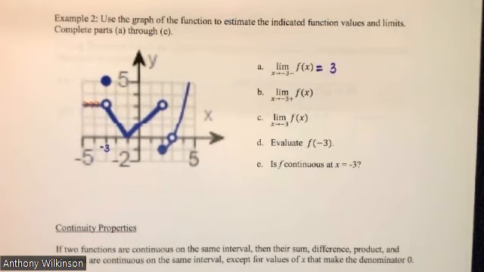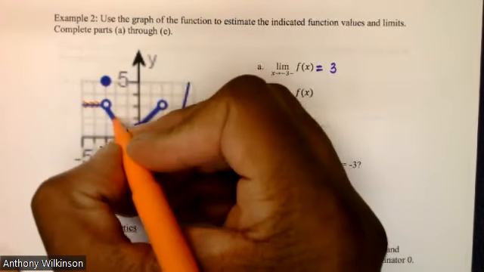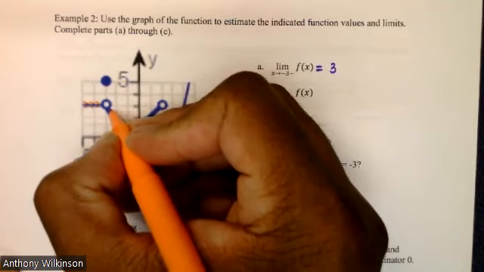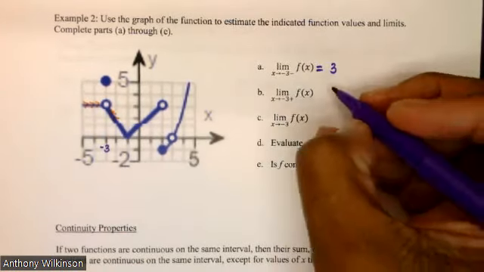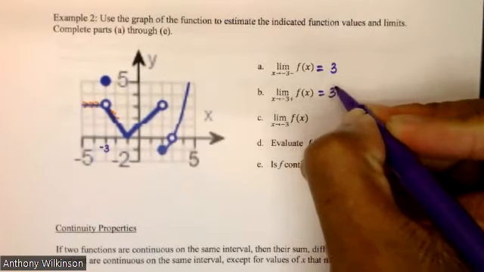And then part B is the limit as x approaches -3 from the right. So here's -3, and I'm coming in from the right of -3. That's getting closer and closer to the y value of 3.